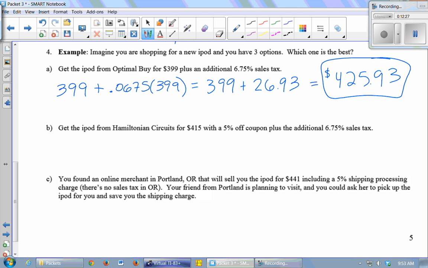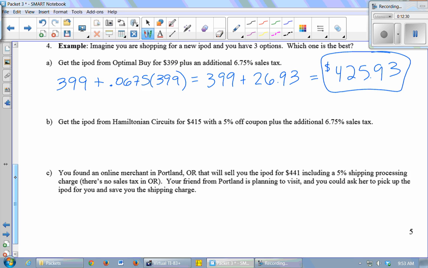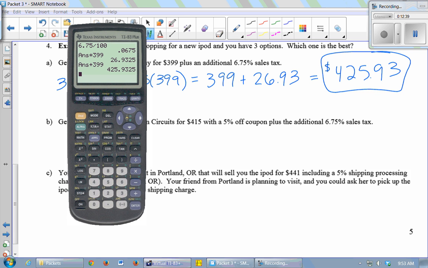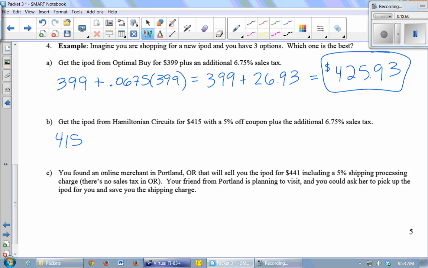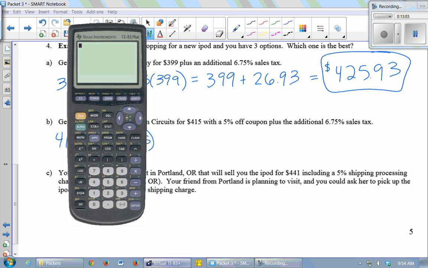All right, so if we go to Hamiltonian Circuits, that went out of business like 6 or 7 years ago, right? We have a 5% off coupon. So you take the 5% off first. You pay sales tax on the actual price of the item that you're going to pay. So when there's a sale, you can take the percent off first. So I'm going to take my $415 and subtract 5% of it. 5% as a decimal is 0.05. So 0.05 times 415. So my discount is $20.75.